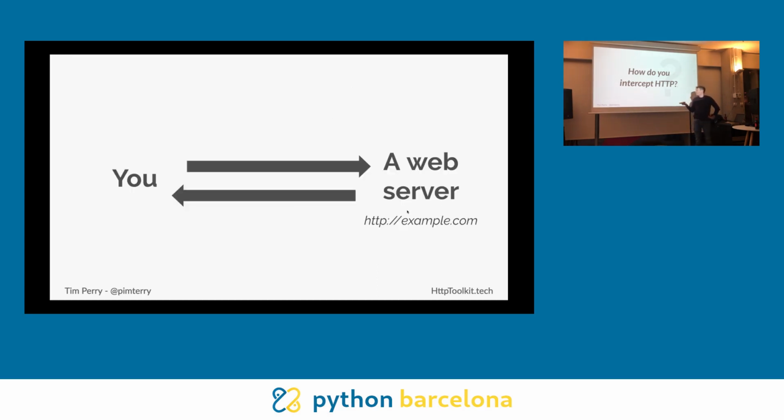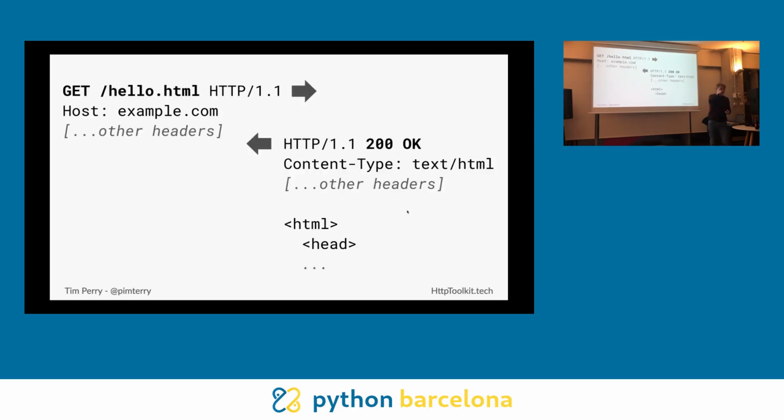Okay? Normally, it looks like this. You want to talk to example.com. With plain HTTP, you send a request. Example.com sends a response back. And if you look at the actual data that's being transferred, that looks like this. You send a method and a path and maybe some headers, including the host of who you want to talk to, and you get back a status and maybe some headers and a body. You ask for hello HTML, and the server says, okay, I've got some HTML, here's the HTML.